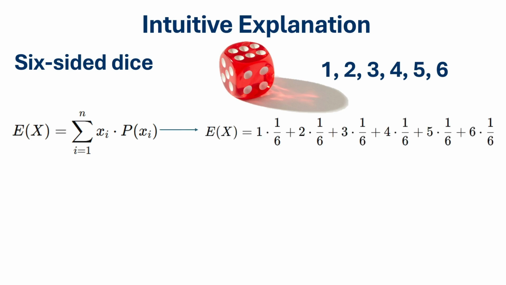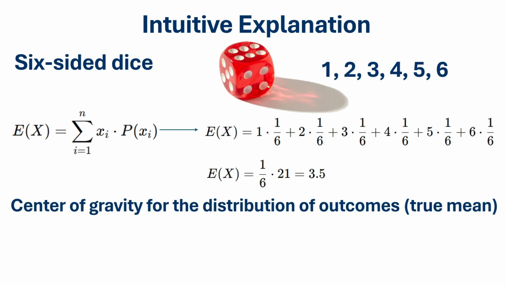When we apply this formula and substitute in all of these values, we get 1 over 6 times 21, which is 3.5. So the expected value is 3.5. Even though 3.5 isn't a possible outcome of a single roll, it's the center of gravity of the distribution of outcomes. It's sort of like a balance point considering all the probabilities. So this expected value 3.5 is what we refer to as the true mean.